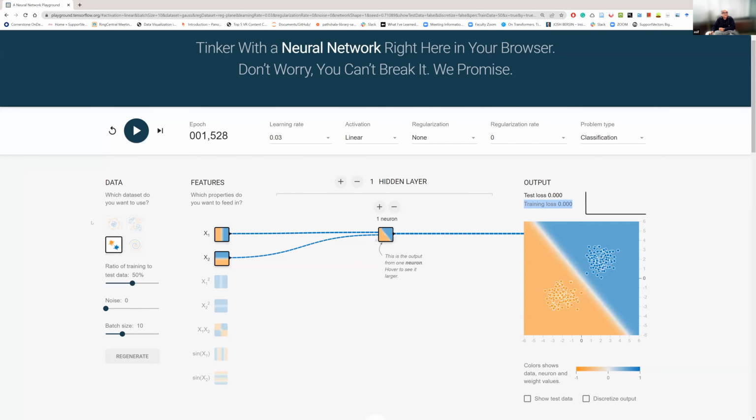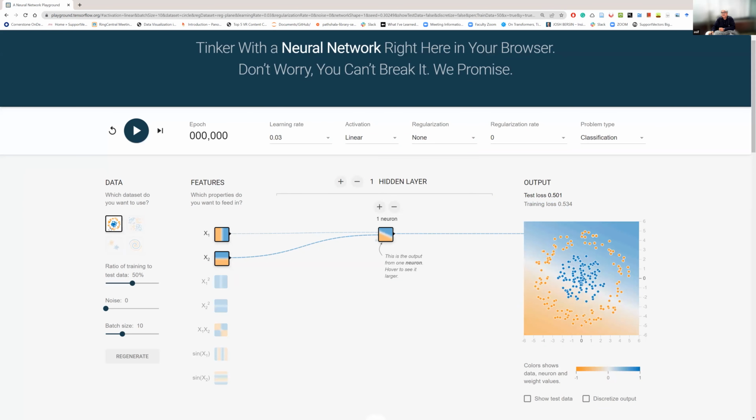Let's try something complicated. We will try this one. Now, intuitively, you see that the dots are around a circle. You can imagine a circle here that separates the blue dots from the orange dots. Let's see if just one neuron can do it. What do you think? Will it be able to do it? It will probably not be able to bend enough. And what happens? It fails.